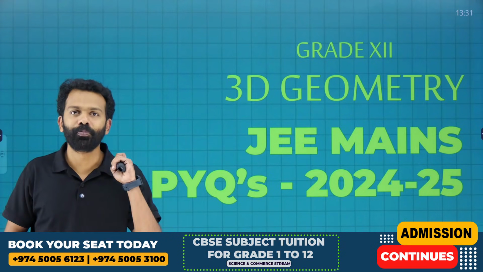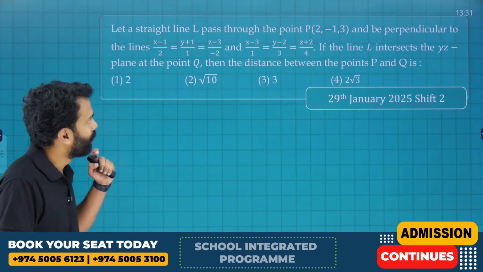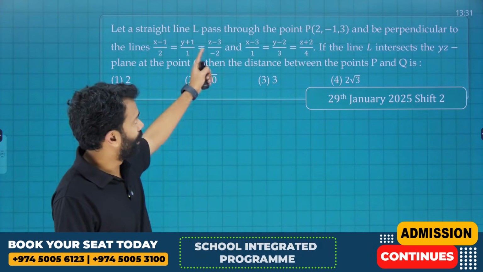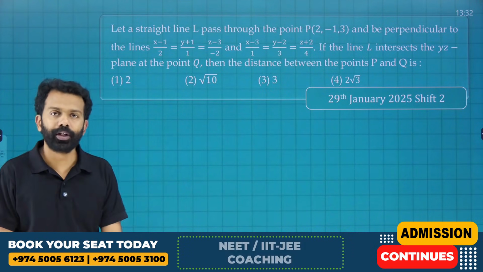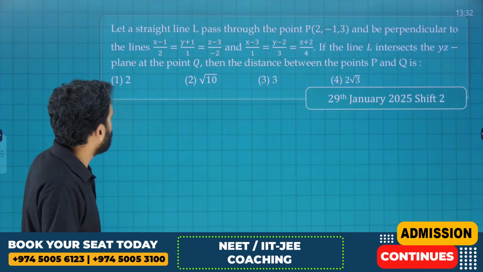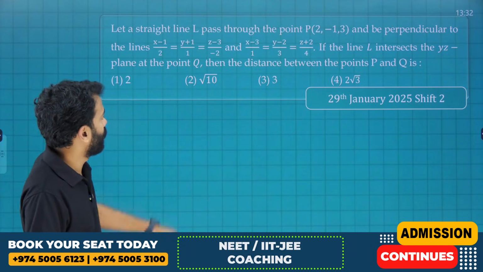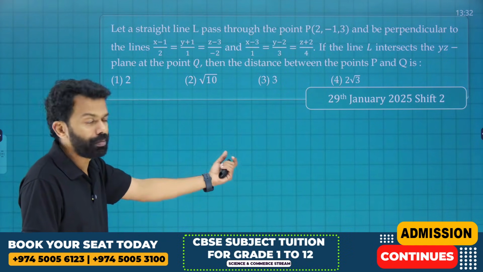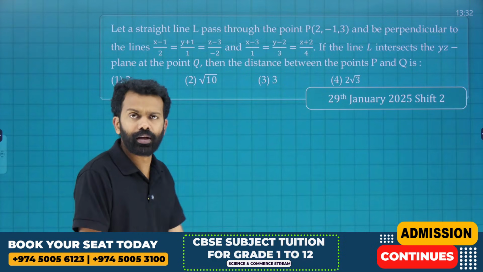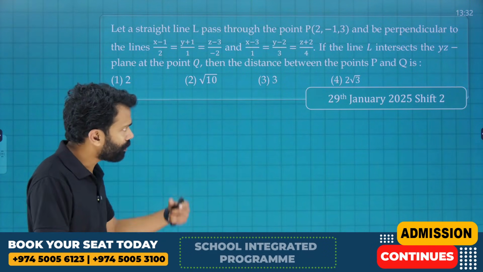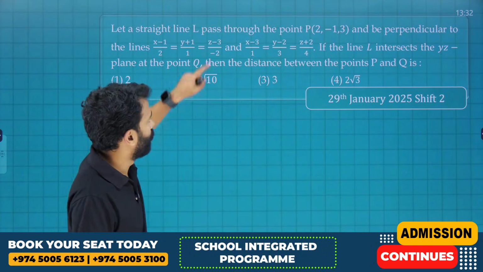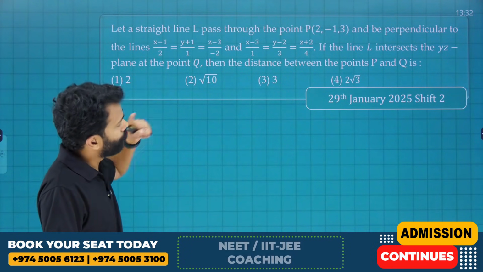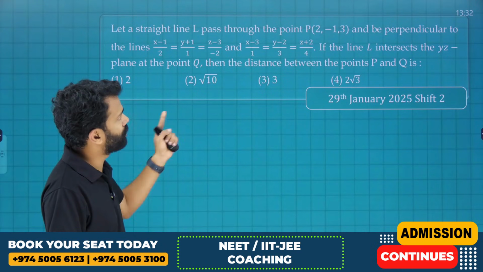Okay. So let's start. Our very first question: it is given a straight line L. It passes through the point (2, -1, 3), and it is perpendicular to two lines: (x minus 1)/2 = (y plus 1)/1 = (z minus 3)/3, and (x minus 3)/1 = (y minus 2)/3 = (z plus 2)/4. If the line L intersects the yz plane at the point Q, then you need to find the distance between points P and Q.